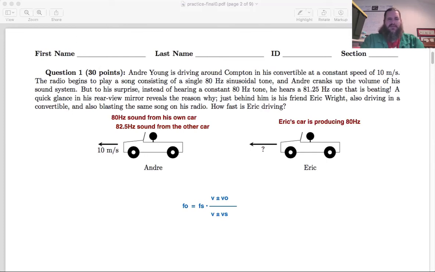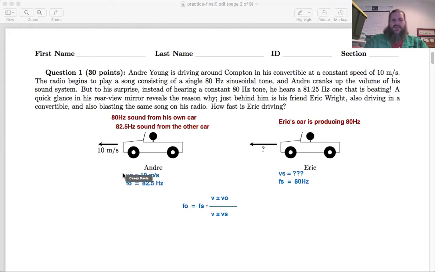He's moving at 10 meters per second. So speed of the observer is 10 meters per second, whereas Eric is being treated as the source and we don't know how fast he's going. Also, what frequency is the source producing? The source is Eric, right? Because Eric's car is creating a sound and Andre is listening to that sound. So what's the frequency of the sound that Eric's car is producing? Yeah. Eric's car is producing an 80 hertz sound. But Andre hears it as what? 82.5. Right.